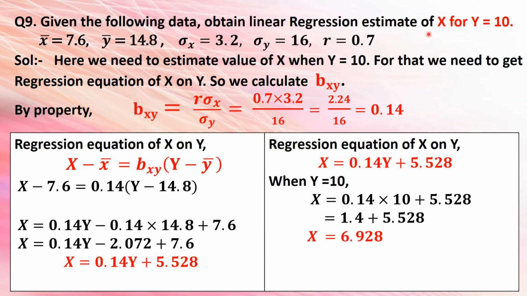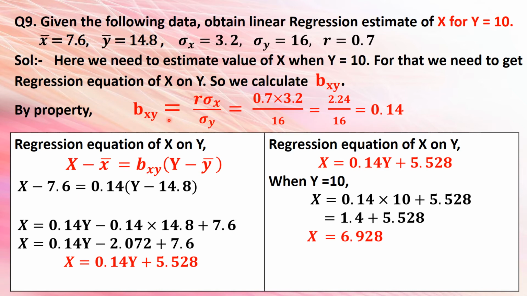For estimating the value of x for y equal to 10, we need to form the regression equation of x on y. For that, we need the regression coefficient bxy. So bxy is given as r into sigma x upon sigma y by the property, and sigma x, sigma y and r, the values are given. So we will substitute the values and get 0.14 as bxy.